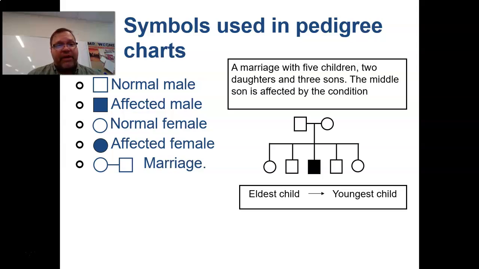Now, I understand that not every case of a child being born always comes from a marriage. I get that, but what we're talking about is they've had a union and they're having children. So in this example to our right, a marriage with 5 children, 2 daughters and 3 sons.